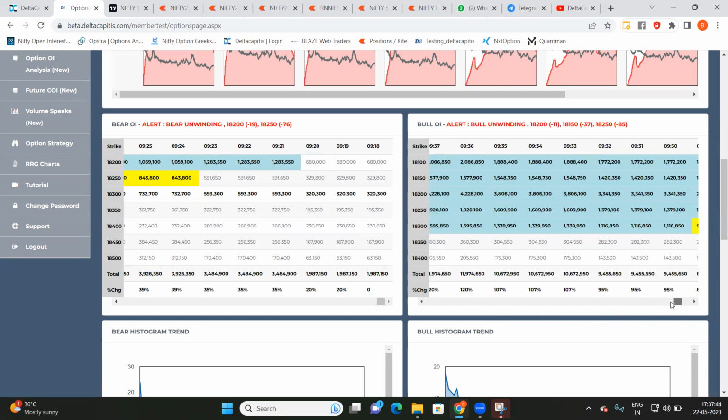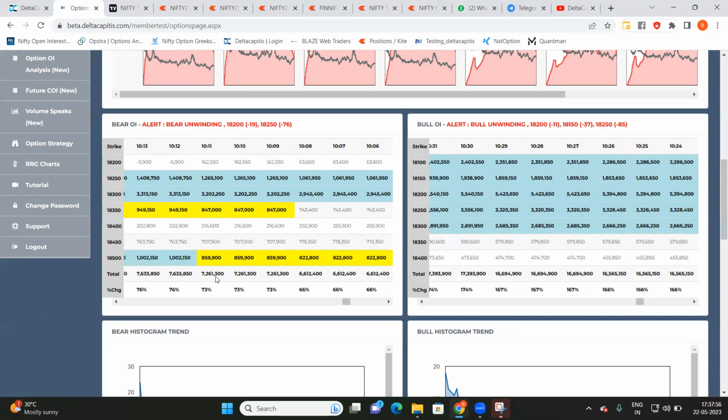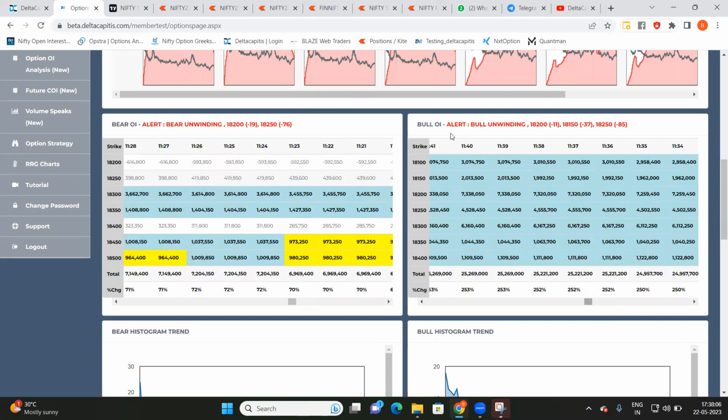Now, if you go further in time, let's say by 10:20, the number of bullish positions is sitting at almost 1.5 crore. And around 10:20 on the bearish side, the number is sitting at 72, 73 lakhs. Basically, you can see the bullish side interest is almost double. And it kept on increasing every minute. At some point around 11, it is 2.5 crore on the bullish side, and hardly 71, 72 lakhs on the bearish side.